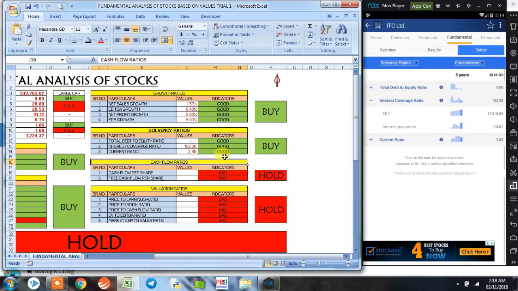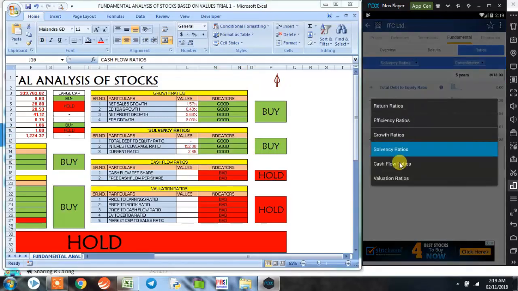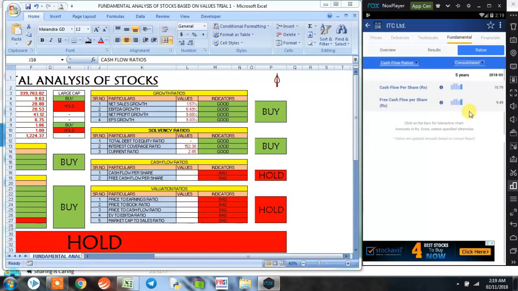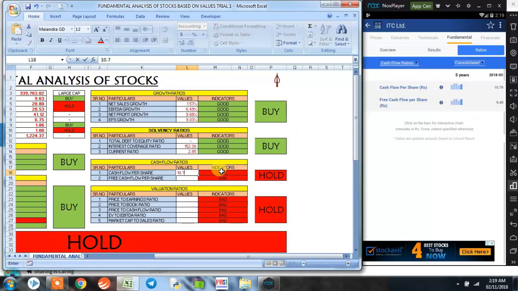Now coming on to cash flow ratio. The first is cash flow per share, which is 10.79, and free cash flow per share, which is 9.49. Even the cash flow ratio has given us a signal to buy the stock at this point of time.